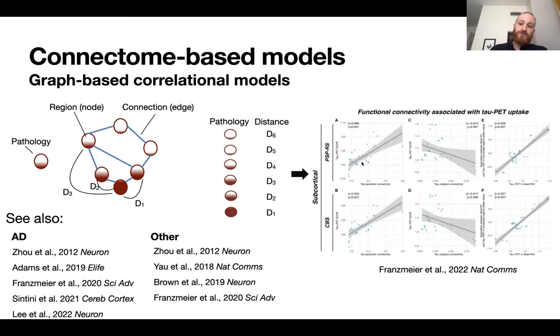Each dot is a region. On the x-axis, you have connectivity to a tau epicenter. On the y-axis, you have tau pathology measured with tau PET. And you can see a pretty strong correlation here in two types of 4R tauopathies. And there have been a lot of other papers that have used this correlational approach to show a relationship between brain networks and pathology.